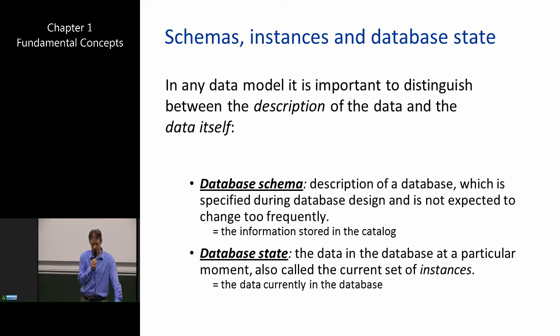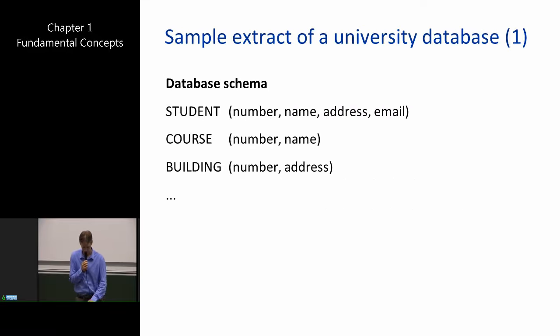The database state is then the data in the database at a particular moment, which is also called the current set of instances, the current set of observations. It's the data currently in the database. So let's just illustrate that. Here you can see a database scheme. You can see some data definitions. So we have a student information concept, which has number, name, address, email, course number, name, and building number and address. Now, this is something which is going to be static.